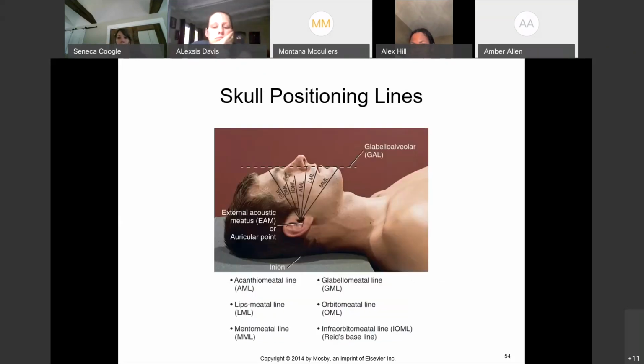Here's your skull positioning lines again. The acanthomeatal line, the AML, we're going to start using that a lot more. The lips meatal line, the LML, we're going to start using that, and the MML. So the GML we're not going to abandon as we move down the face, but it becomes less of something that you need to be concerned with the lower you get on the face. The orbitomeatal line and the infraorbital meatal line. And so this slide actually says Reid's baseline, which is one of your test questions. What is the older term for the IOML?